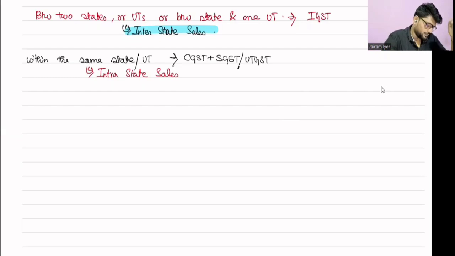So it is intra-state sales. Whenever it is within the same state or within the same UT, it is intra-state sales. CGST, SGST, or UTGST, as the case may be, will be levied.